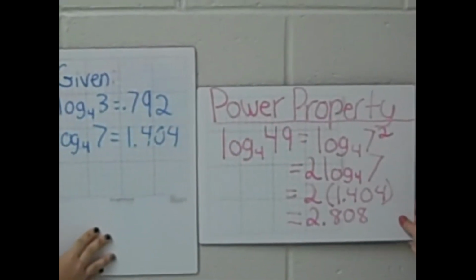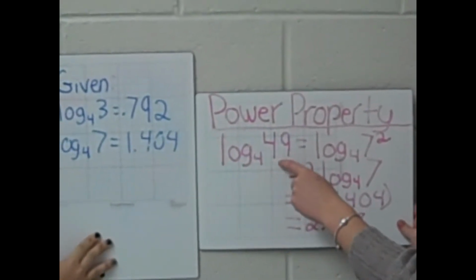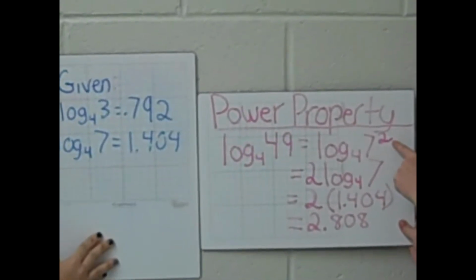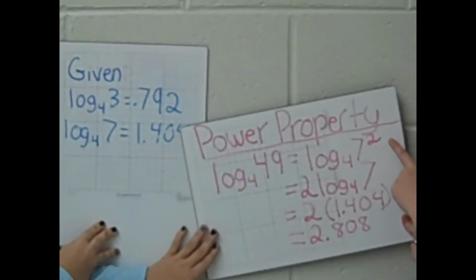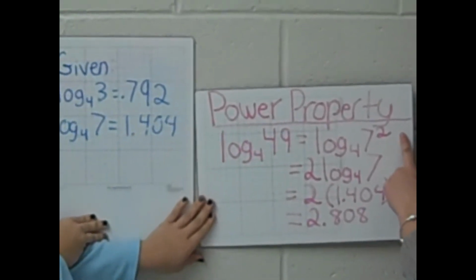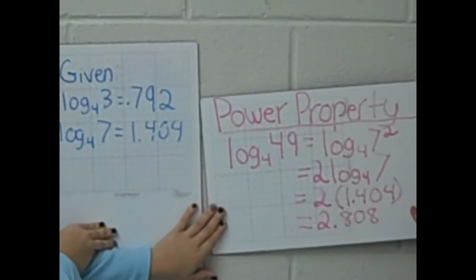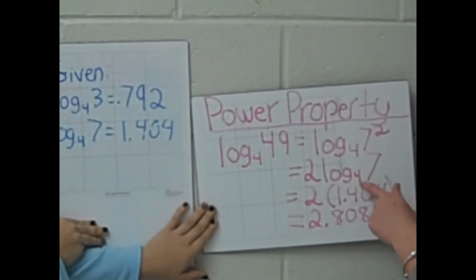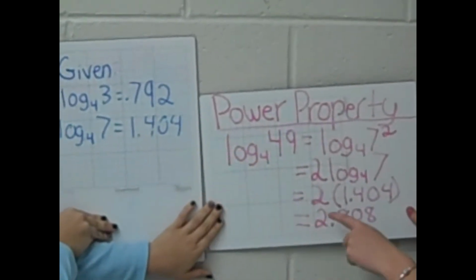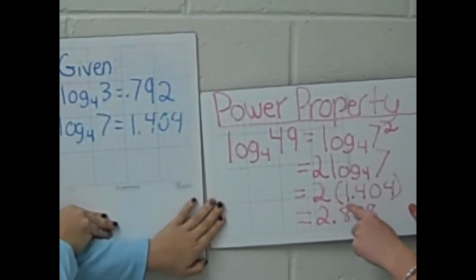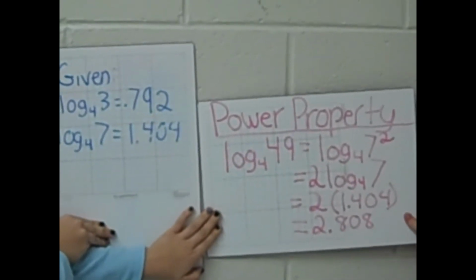Okay, this is the power property. This is our problem right here, and we're going to condense 49 to 7 squared. The next step is to move the exponent to the front of the problem, because that's the power property. Then we just plug in the log base 4 of 7 with our given, and we keep the 2 there, so it's 2 times 1.404, and we multiply, and that's it.